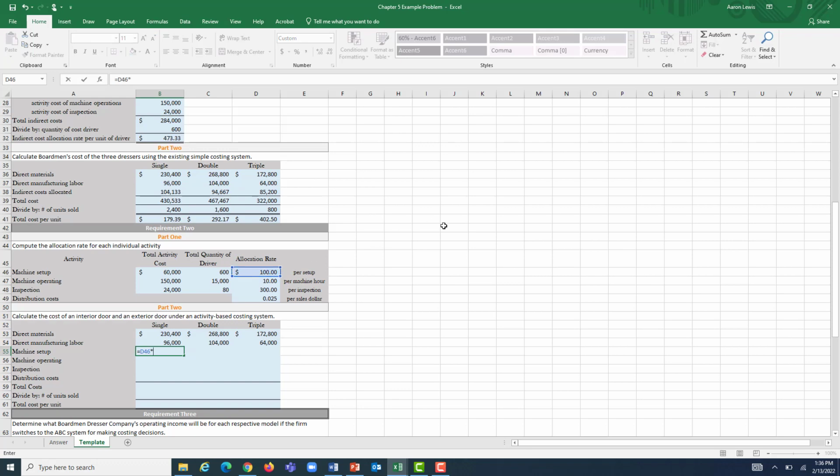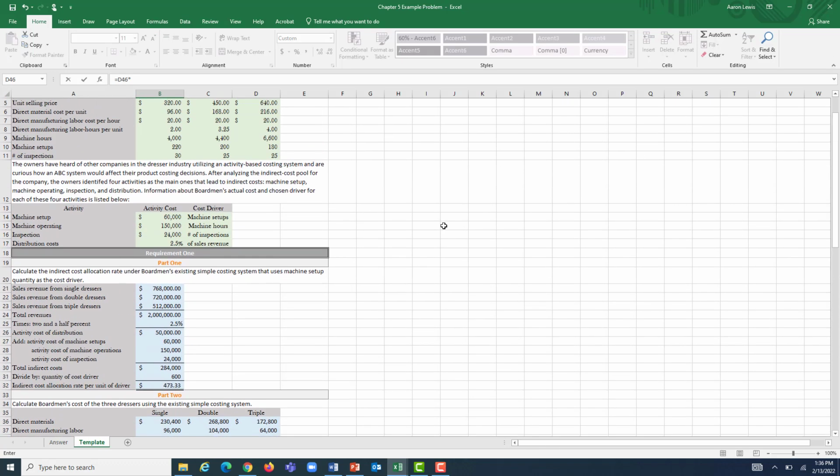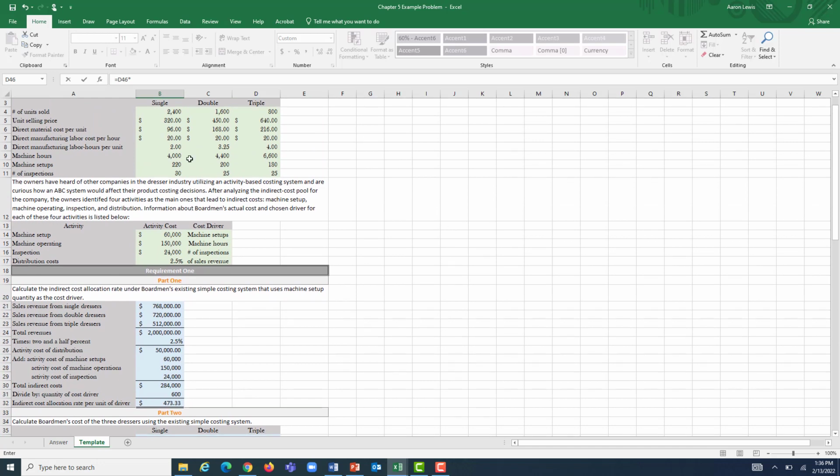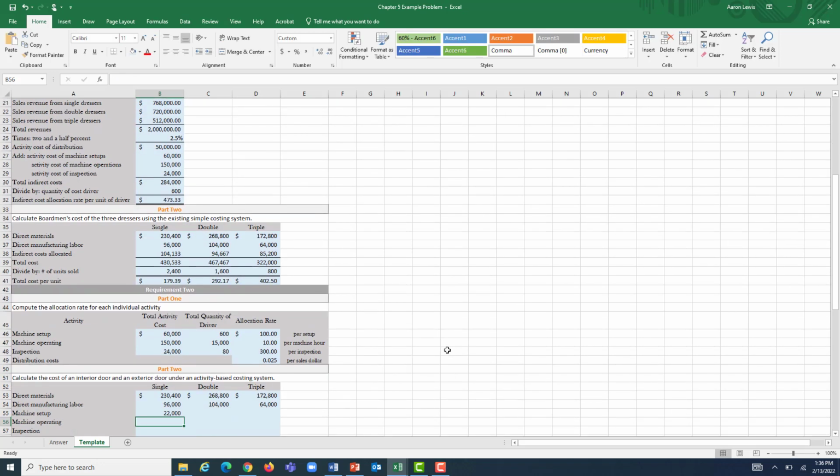How many machine setups are we going to have for the single dresser? We saw this up above. The single dresser is going to require 220 setups. So if we put $100 into that particular model's perceived cost for each setup, and we're doing 220 setups, that means that in total, $22,000 of indirect costs should be allocated to the single dresser for the number of machine setups that it makes us do.